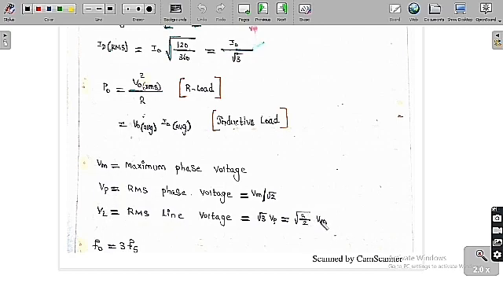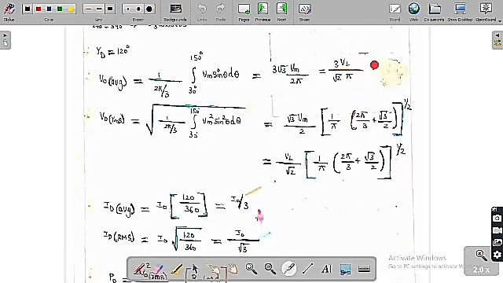Because of this reason we have made the simplification. Wherever VL is equal to under root of 3 by 2 into Vm, we can replace Vm by VL into under root of 2 by 3, and then we get these expressions. If you do the rearrangement, we get this expression. This is one way of writing the average value, and this is another way of writing the RMS value.